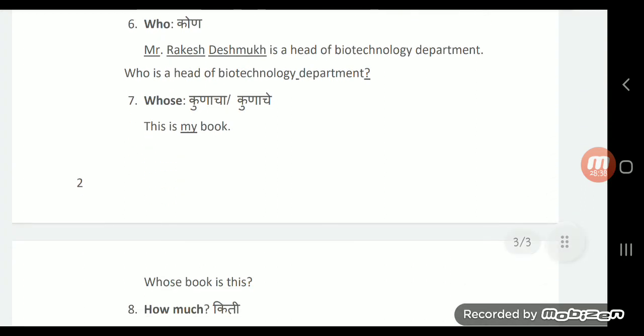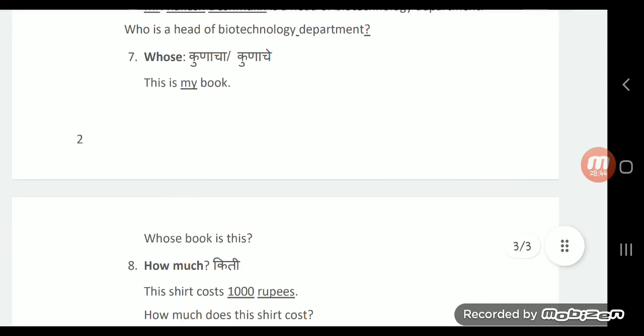देन whose, इन मराठी वी कॉल इट कुणाचा और कुणाची. This is my book, right. सो, Whose book is this? WH नंतर ऑक्झिलरी, हे लक्षातच ठेवायचं. सब्जेक्ट किंवा वर्ब वगैरे नाही आलं पाहिजे, बाकीचं ऑक्झिलरी आली पाहिजे. Whose.